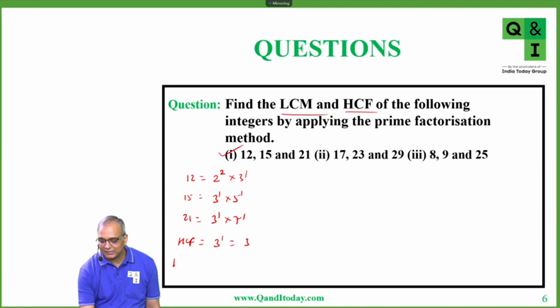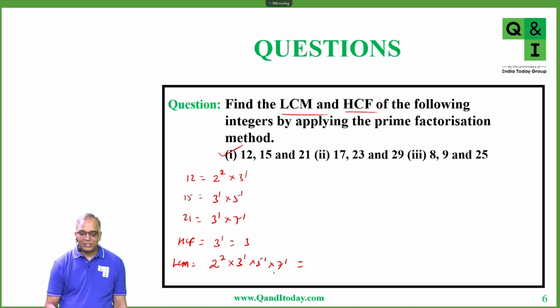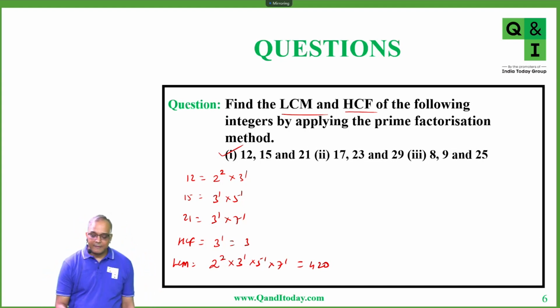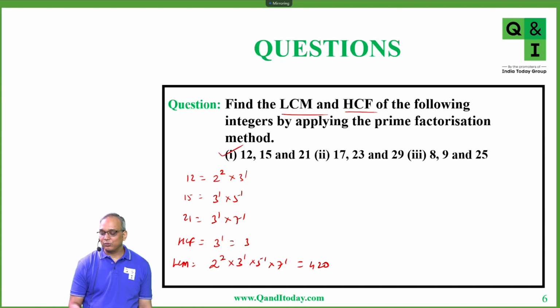So HCF is 3. If you have to find LCM, the factors are 2 square, 3, 1, 5, 1, and 7, 1. So 4 3s are 12, 5s are 60 into 7. That is equal to 420. So 420 is your LCM. Very good, Raghavi and Ragul. So HCF is 3 and LCM is 420.